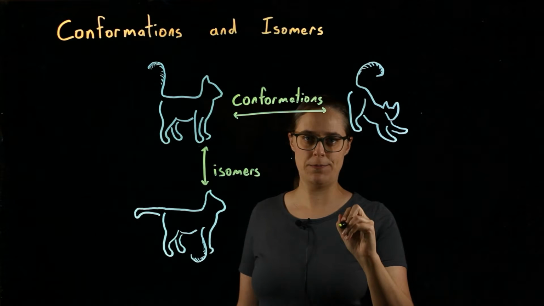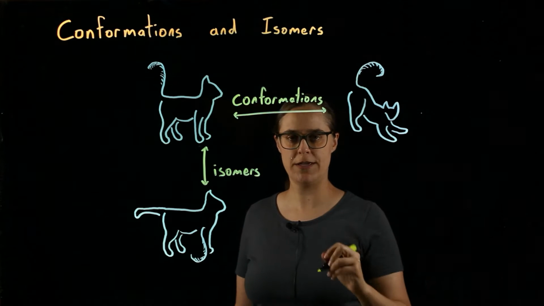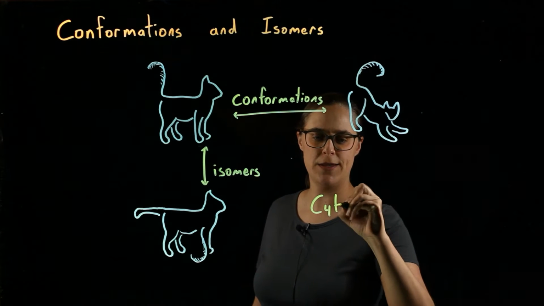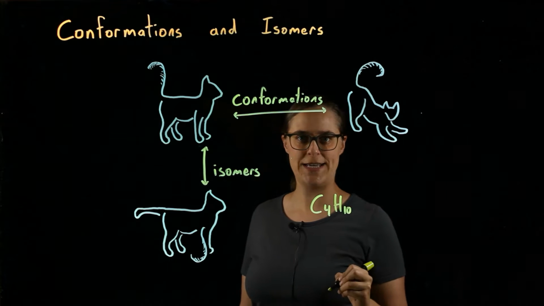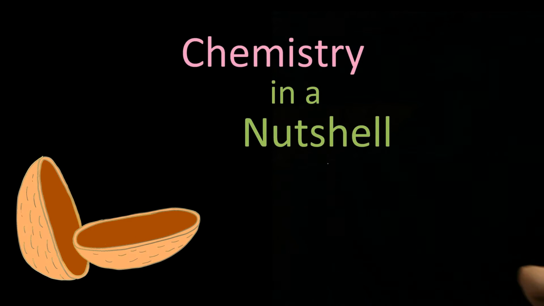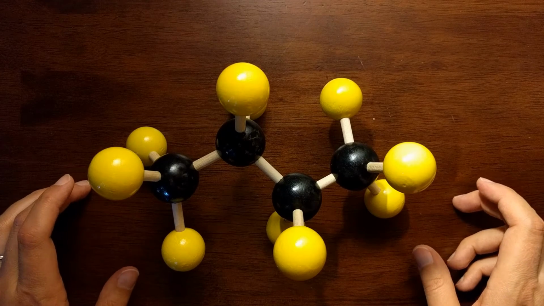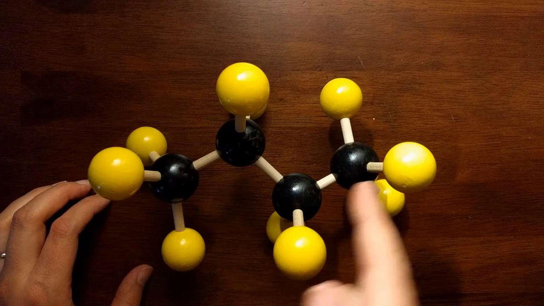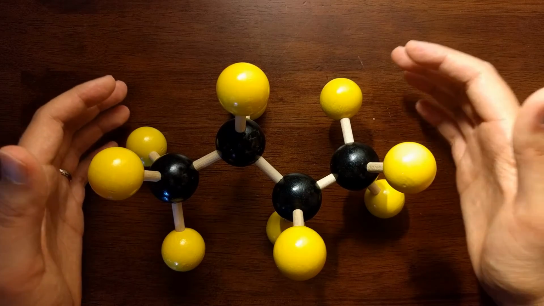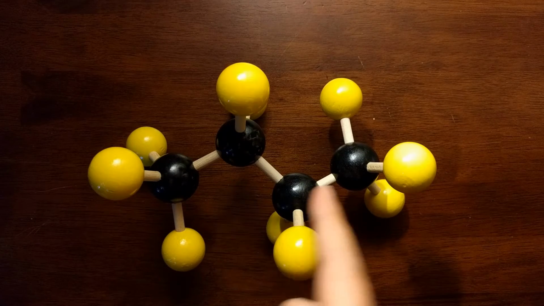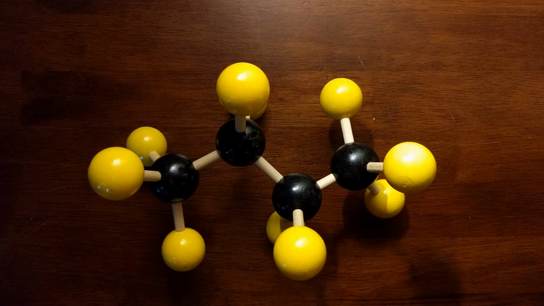Now, I'm going to be repeating this same explanation, but talking about molecules. I'm going to be talking about molecules with a molecular formula of C4H10. This is a molecule called butane, molecular formula C4H10. We have 4 black carbons in a chain, a total of 10 yellow hydrogens. Notice that right now, the carbons are in a zigzag shape.